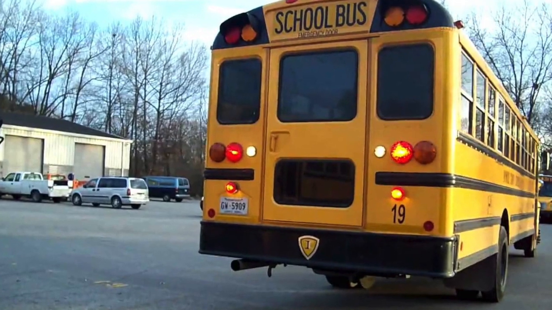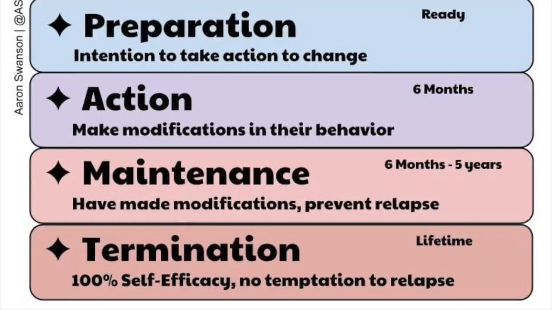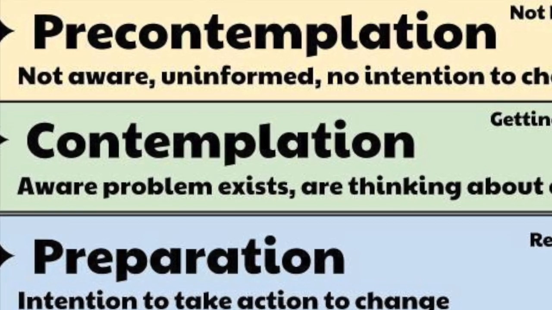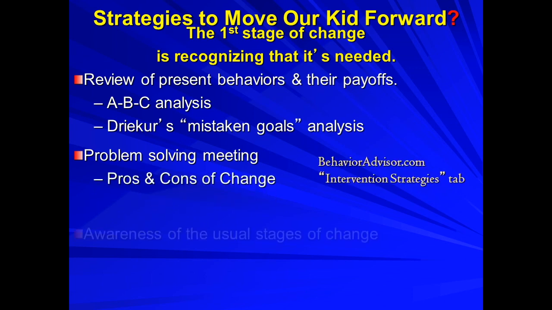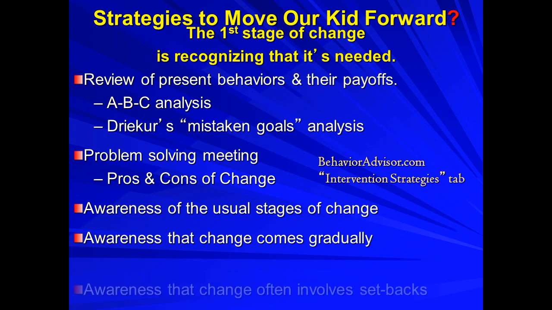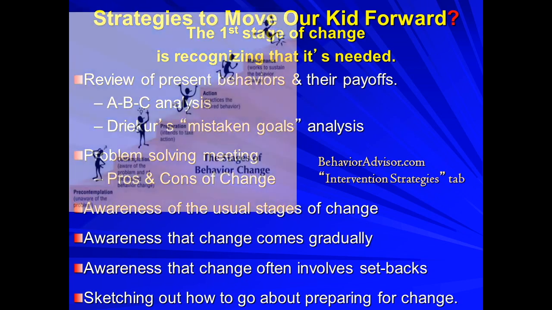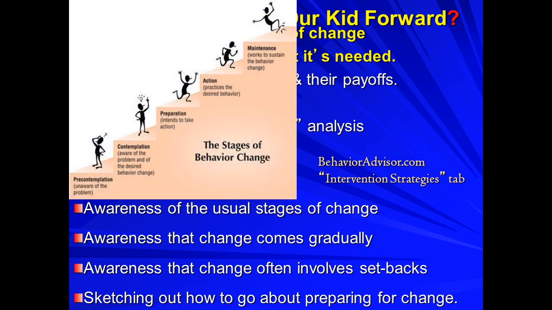Certainly the questions that we devise for use will lead the way, but to operationalize things a bit more, let's back up the bus and talk more extensively about our approach for kids who are operating at present in the pre-contemplation stage. Both of the structured analyses, the ABC analysis and the mistaken goal analysis, can be found on behavioradvisor.com, as can the steps for conducting a problem-solving meeting. Once you're at Behavior Advisor, spelled devoid of the letter U that's used in most of our English-speaking countries, click on the Intervention Strategies tab. That's where you'll find this material.